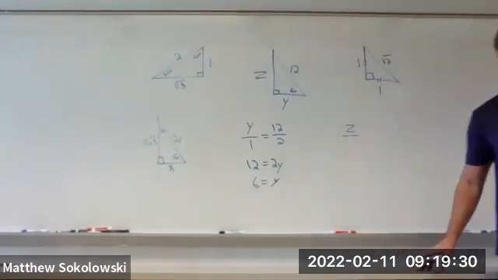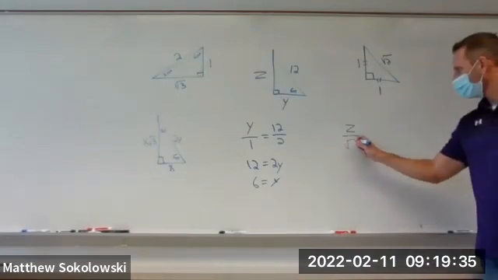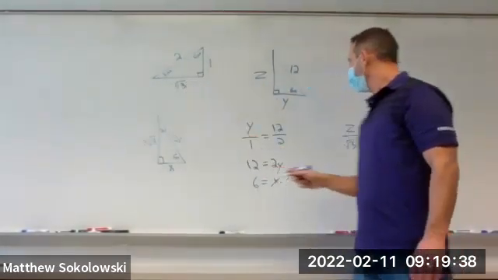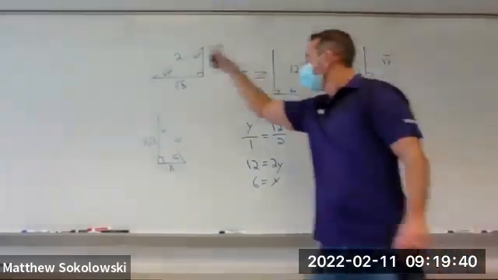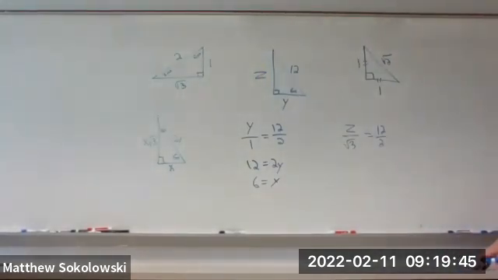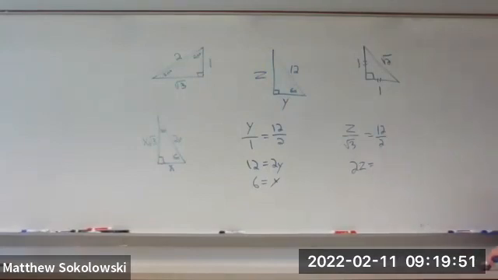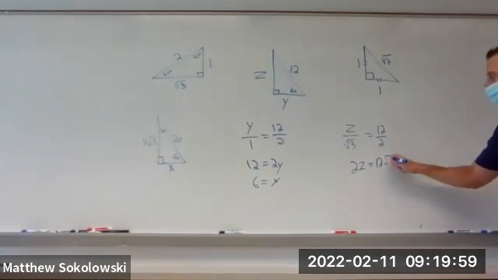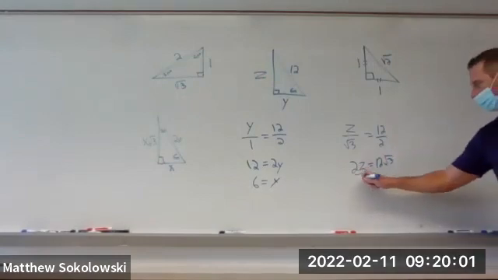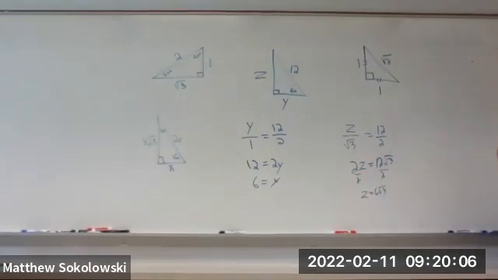Z over what? Rad 3. Big leg over big leg equals 12 over 2. Cross multiply. 2z equals, what's 12 times rad 3? It's 12 times rad 3. Get z by itself. Divide both sides by 2. Z equals 6 rad 3.